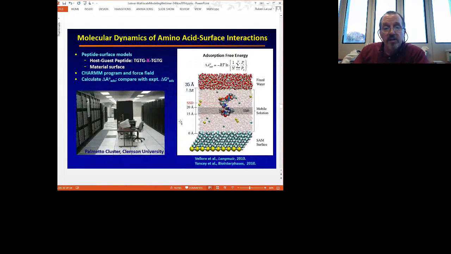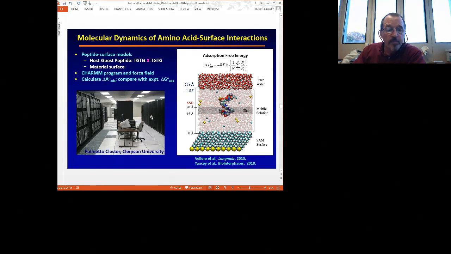So here's an example of our simulation system. Again, we're simulating the same host-guest peptides over a material surface. And we're using the CHARMM program and the CHARMM force field, which is one of the major protein force fields that are used. And we're going to calculate the adsorption free energy to compare with our experiment.